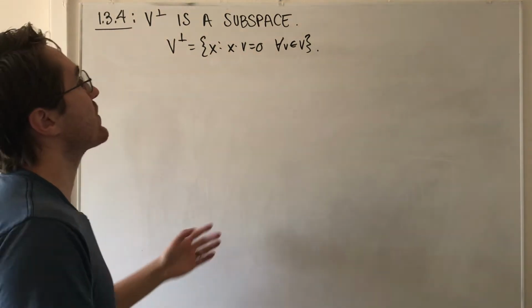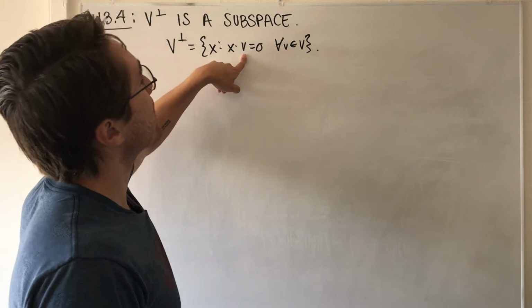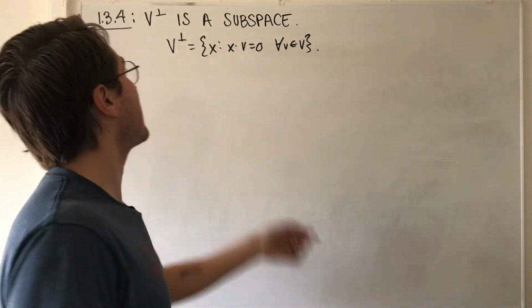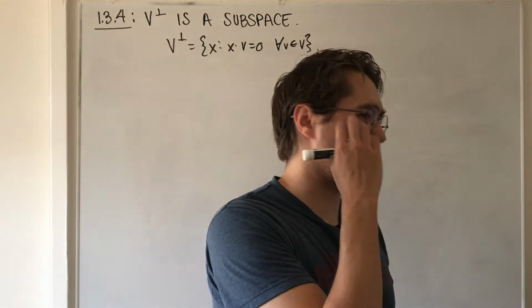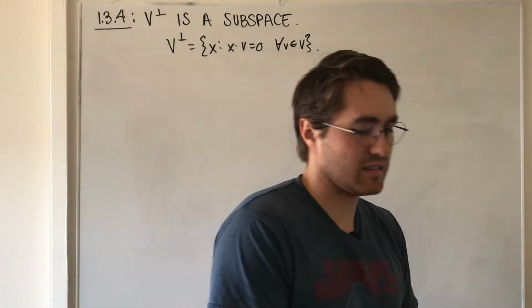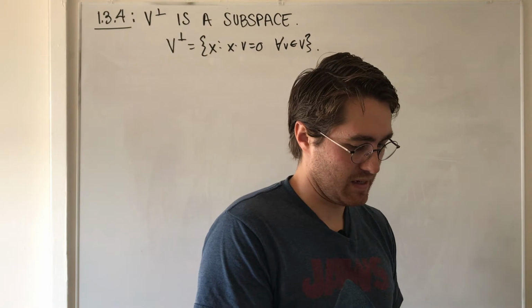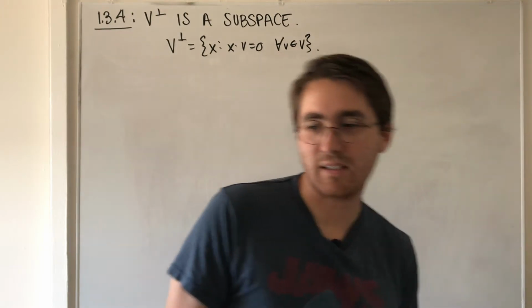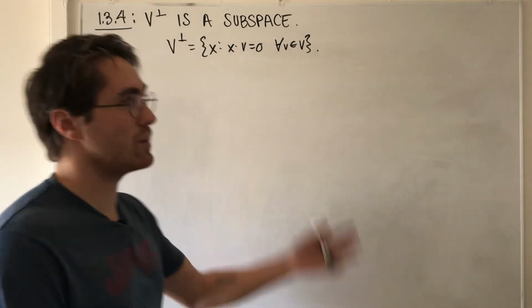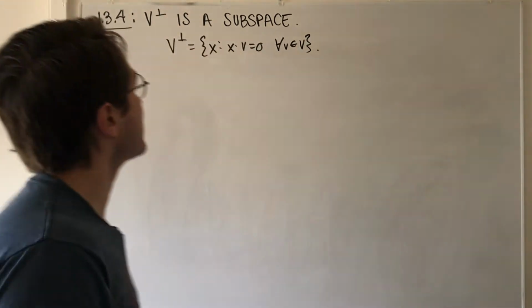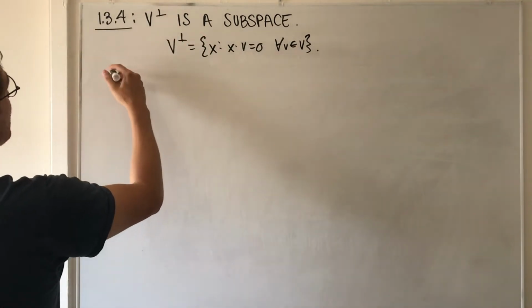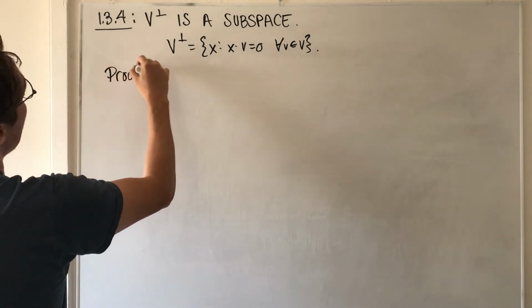It's just everything that's orthogonal to everything in V, and that is the orthogonal complement. My mistake, I said perpendicular complement, but yes, the orthogonal complement, and we call it V-perp. Okay, all right, so let's show this. We want to show that it's a subspace. Proof.